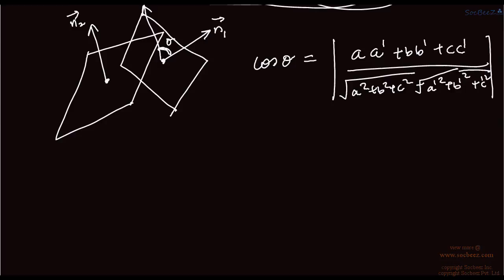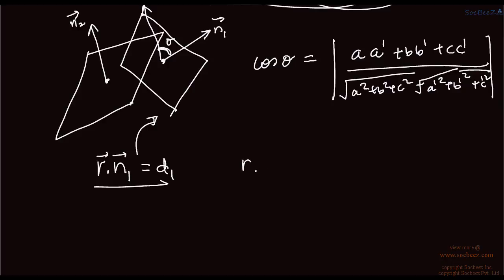Okay, and the mod of this will be the cos theta, the angle between two planes. Now, planes are perpendicular, planes are parallel. I have defined that. So we'll use the vector form here. Let's say we have r dot n1 vector equals d1. This is the equation for this plane.